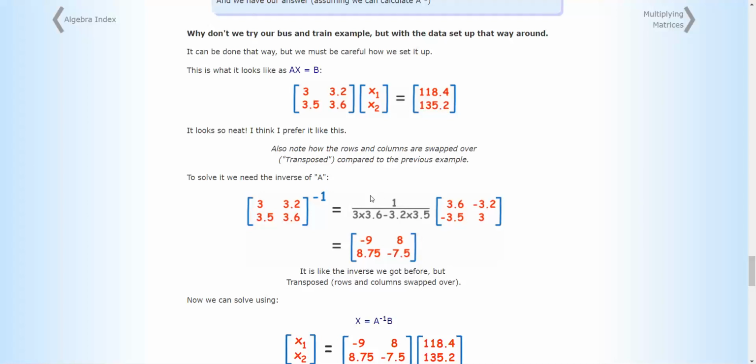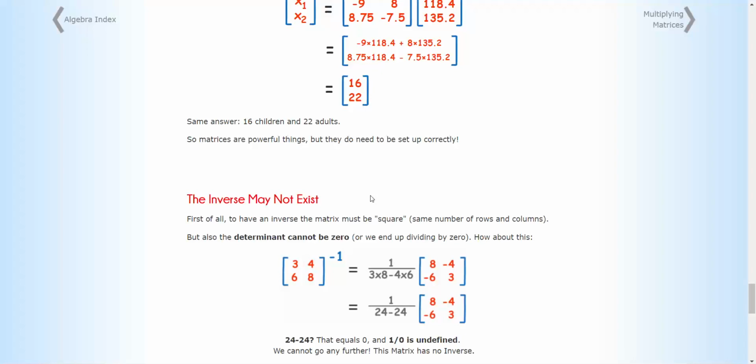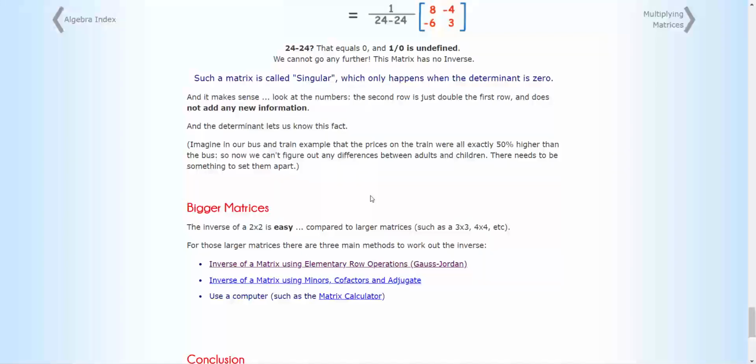To solve it, we need the inverse of A. Totally. It's like the inverse we got there, but transposed, or swapped over. But why did you swap those over? Why did you? We need to solve this. No, wrong way.